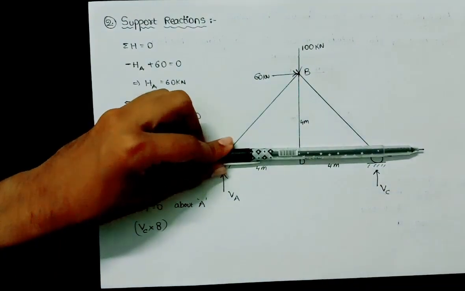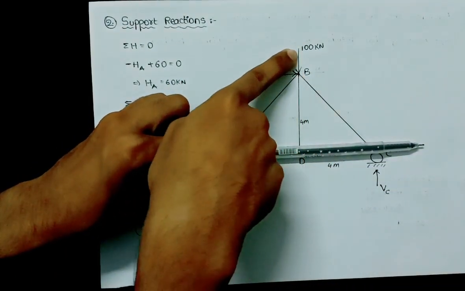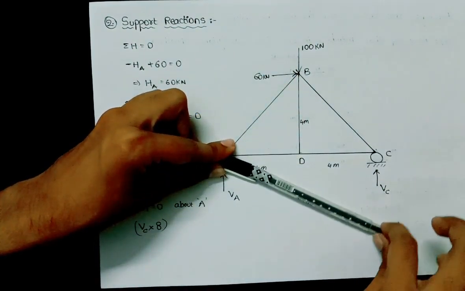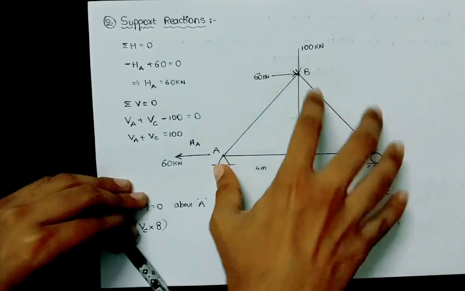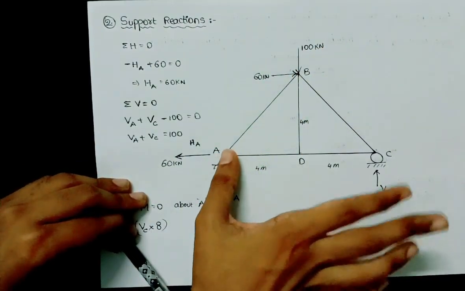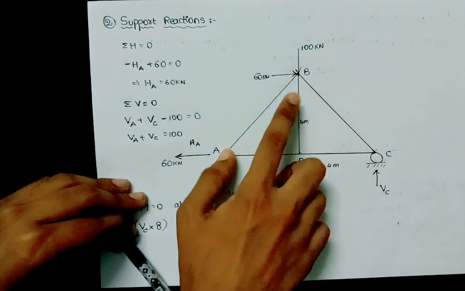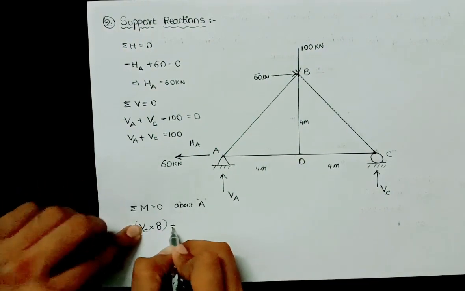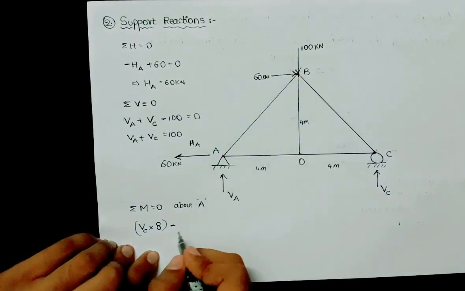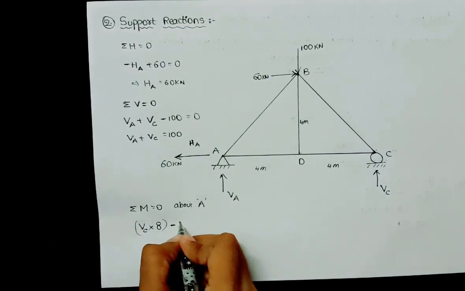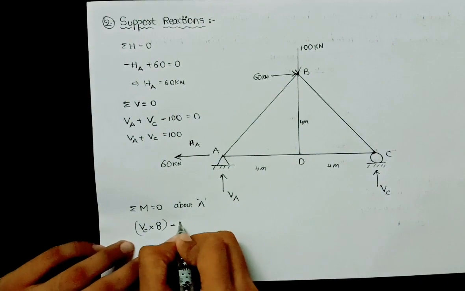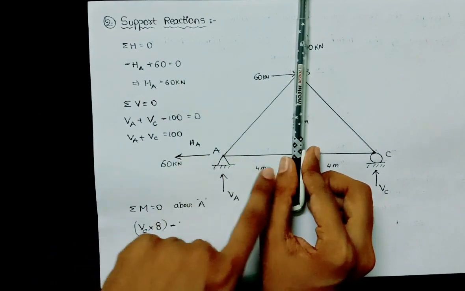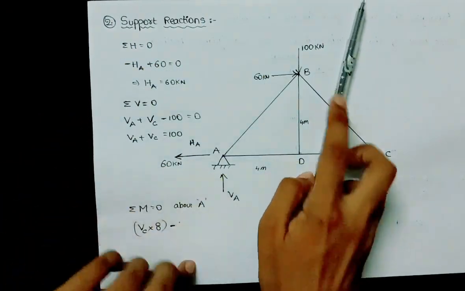Next, what is the behavior of this 100 kilonewton? It is pushing the truss in clockwise direction in this manner. The entire truss is going to rotate in clockwise direction due to this 100 kilonewton. So clockwise I am considering as negative. You can also assume anti-clockwise as negative and clockwise as positive. So this is the 100 kilonewton and this is the perpendicular distance. Therefore 100 into 4.